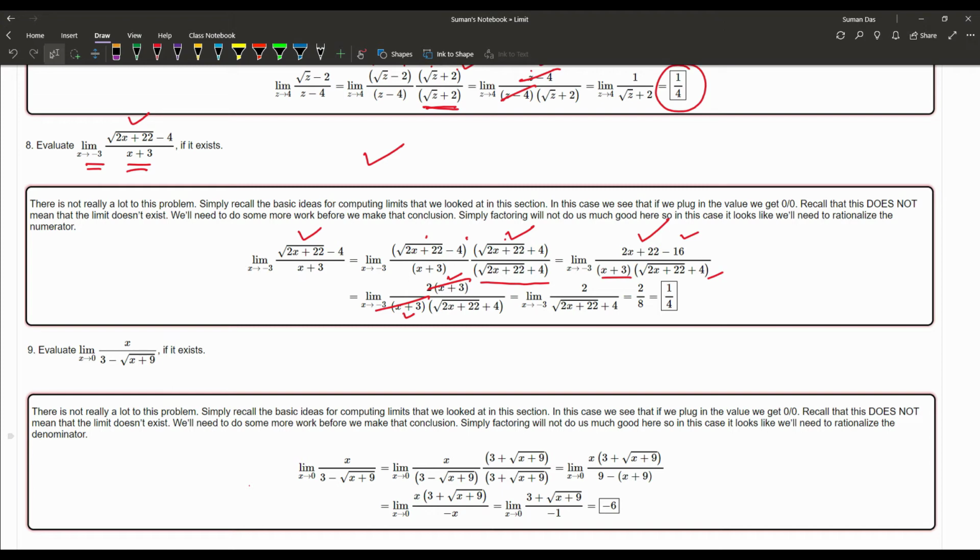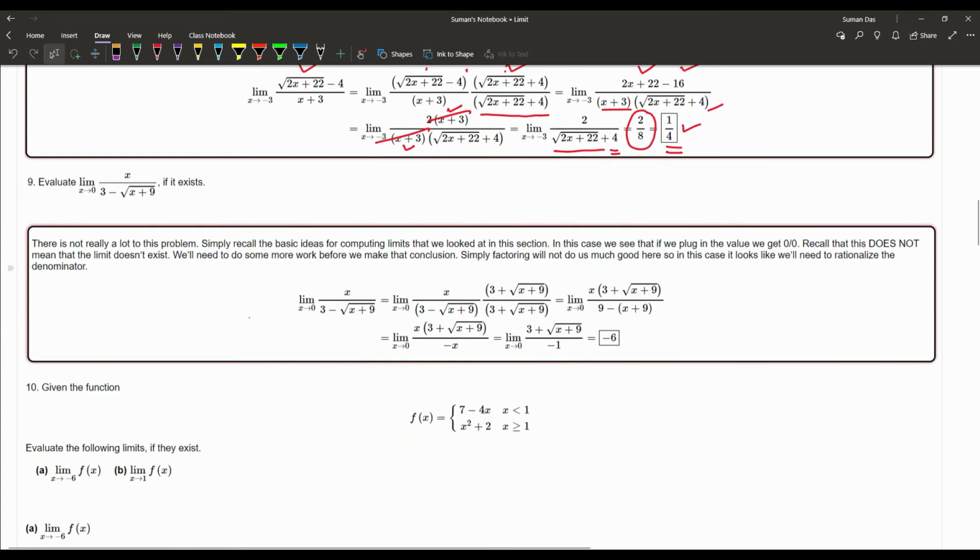So we are getting the function as 2 by square root of 2x plus 22 plus 4. So we are putting the value of x equal to minus 3 in place of x, and we are getting the result as 2 by 8, or after simplification we are getting the result as 1 by 4. So next, let's check the next problem.